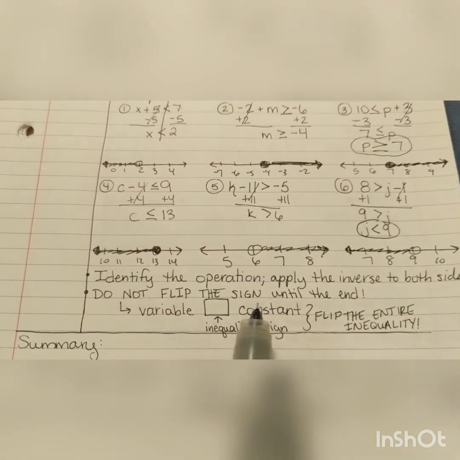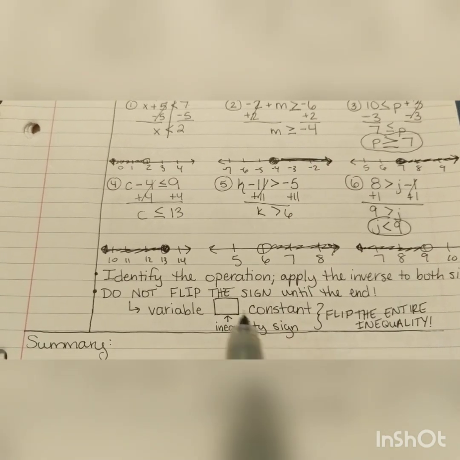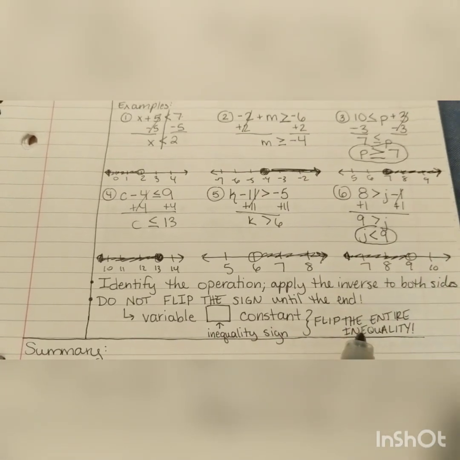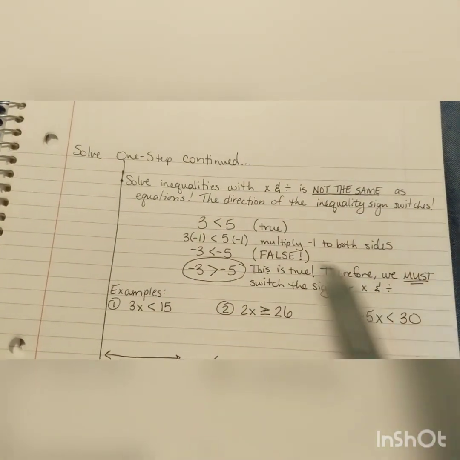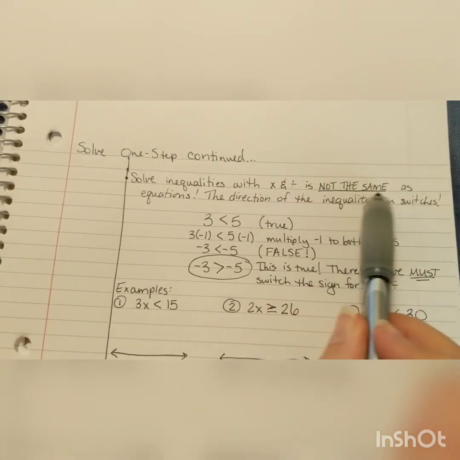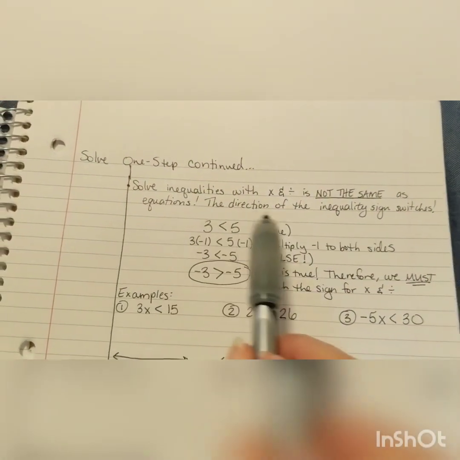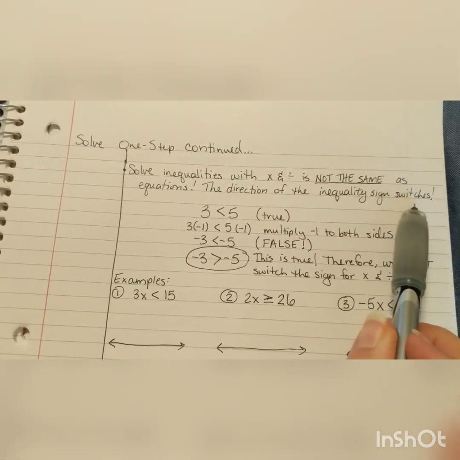So don't flip the sign until the end to get it into this pattern: variable, inequality sign, and the constant. Make sure you flip the entire inequality. For inequalities that have multiplication and division, it is not the same as equations. The direction of these inequality signs will always switch.